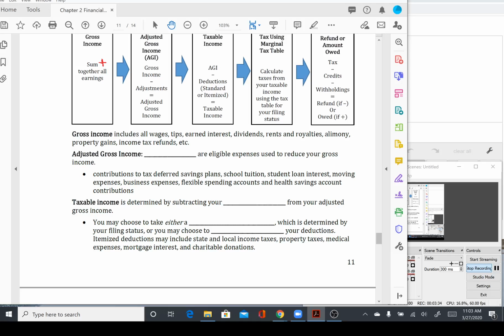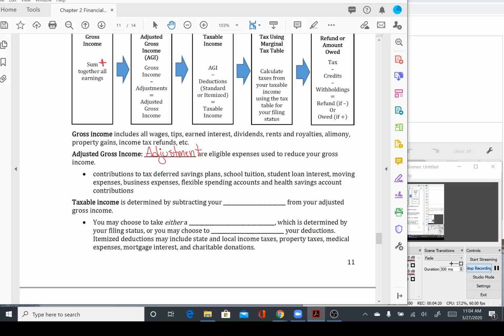The adjusted gross income is determined by allowing the adjustments to reduce the income. So adjustments are eligible expenses that are used to reduce the gross income. That could be tax-deferred savings plans, a school tuition that you paid, student loans, moving expenses, business expenses, flexible spending accounts, and health saving account contributions.